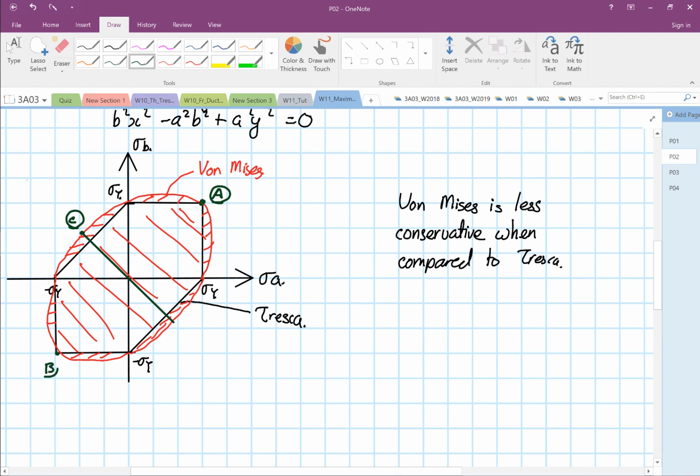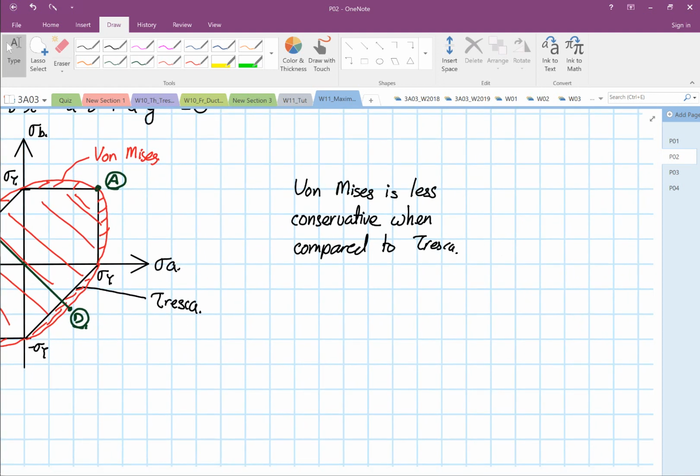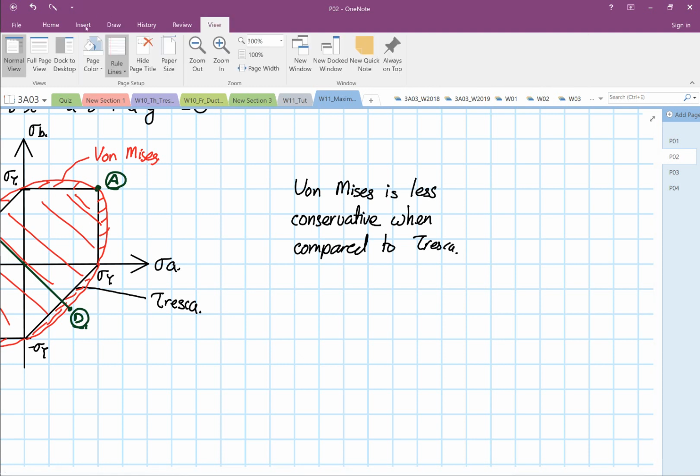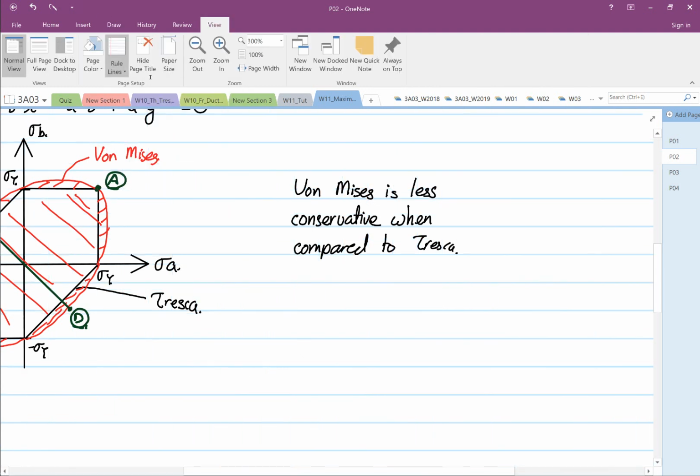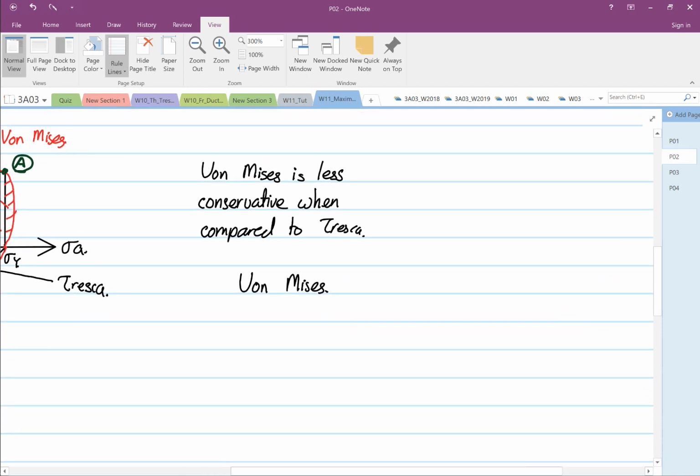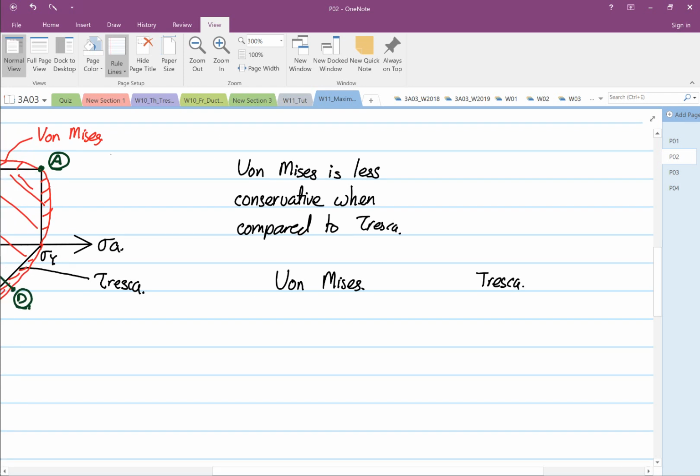This is my point B. And this is my point D. Right, so what we can say down here, if we look at it based on von Mises, on the left hand side we have von Mises, and then on the right hand side we have Tresca. So we look at different points, point A, point B, point C, and point D.